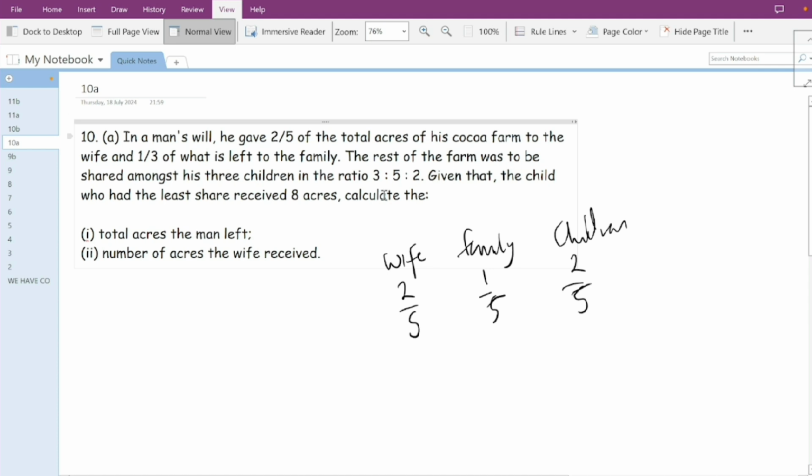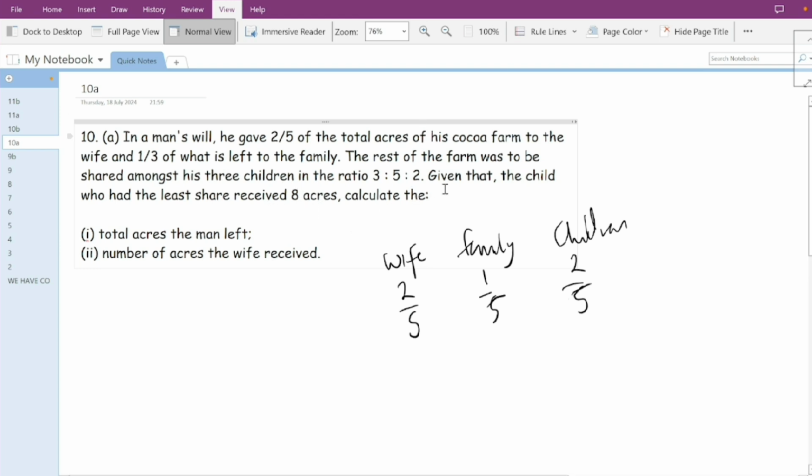The rest of the farm was to be shared amongst his 3 children in a ratio of 3:5:2, given that the child who had the least share received 8 acres. Now, it said, calculate the total acres the man left. You can't easily calculate the number of acres the man left.